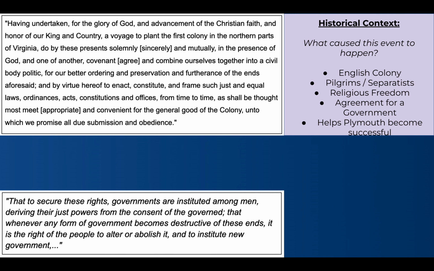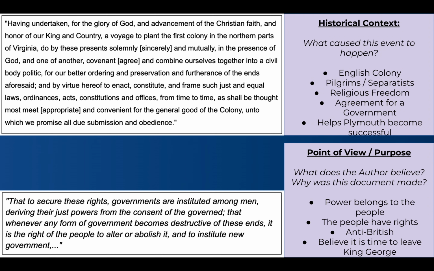We know as context it was an English colony. They were pilgrims and separatists who settled in the Plymouth colony looking for religious freedom. The Mayflower Compact is an agreement to make a government, and it helps Plymouth become successful. Declaration of Independence, if you want to do point of view or purpose.